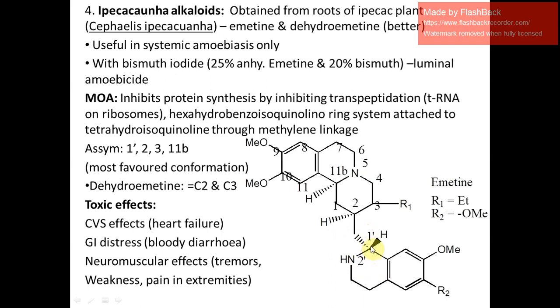This is the first position, this is the 1 dash position, then this is the 2 position. Asymmetric carbon means a carbon atom with 4 different groups, and this is the third one. What is the fourth group here? It is hydrogen. And this is 11b, which is having the 4 different substituents. Whatever configuration, whatever arrangement is written in the slide, the structure drawn is the ideal conformation, meaning the most favored conformation.